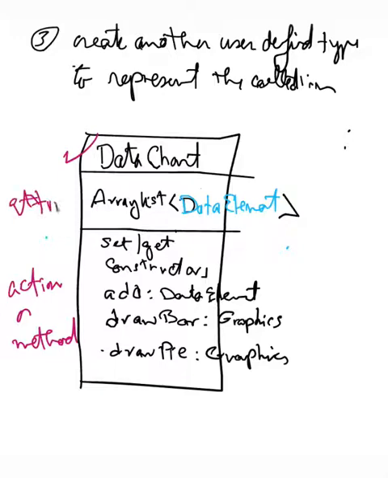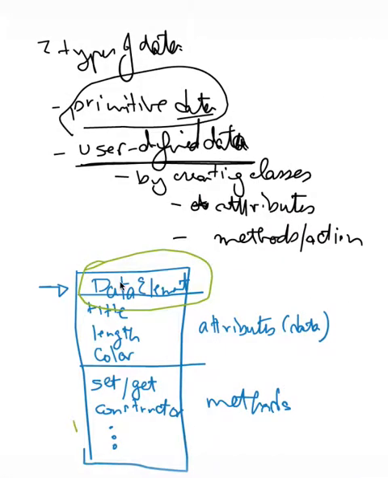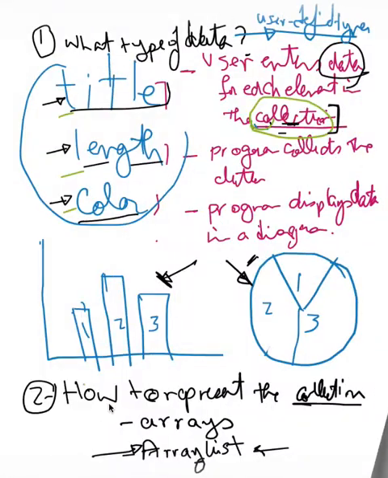Now notice in the collection, we're using the array list, so we have only one attribute, but we have multiple methods here. Whereas in the data element class, we had multiple attributes and a smaller number of methods. So that answers the second question, which is how to represent the collection that you have.